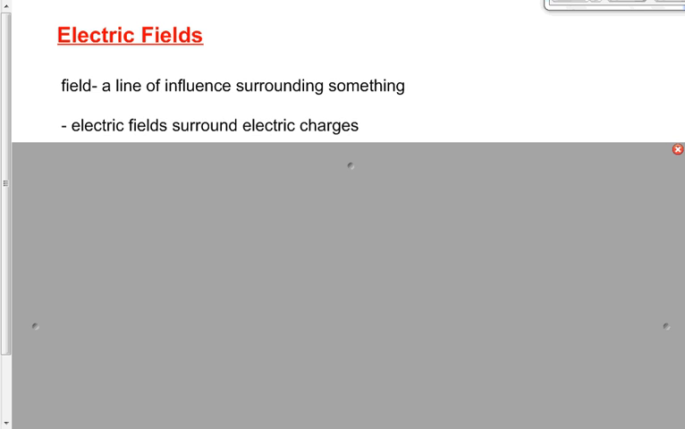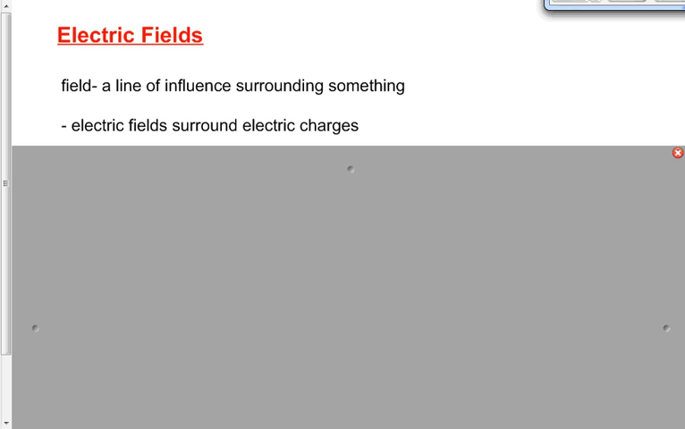Now, things with charge also influence other things. Therefore, things with charge will also produce a field. But this time, it's not going to be a gravitational field. It's going to be an electric field. Masses cause gravitational fields. Charges cause electric fields.